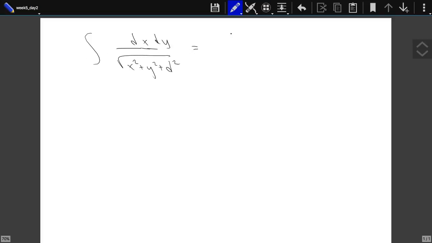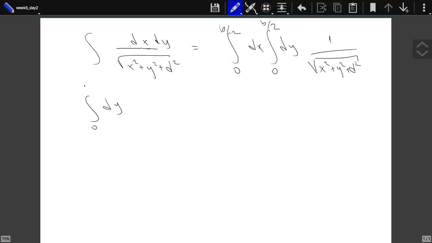Okay, so let me write it in this form. You are limiting yourself to one of the quadrants, which, since it's a rectangular shape, then y goes from 0 to, let's say, b over 2, and x goes from 0 to b over 2, of dx dy over the square root of x squared plus y squared plus b squared. So you first need to take one of the integrals.